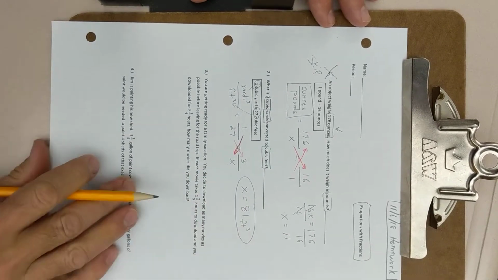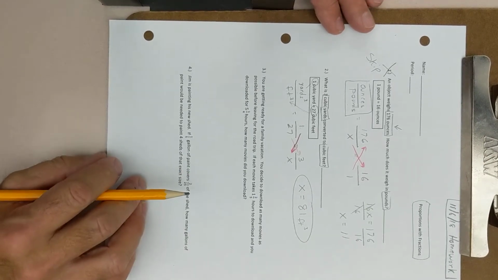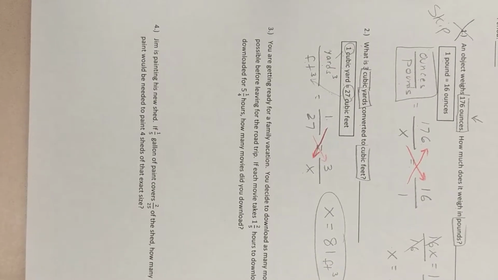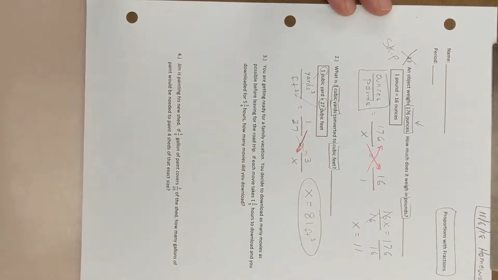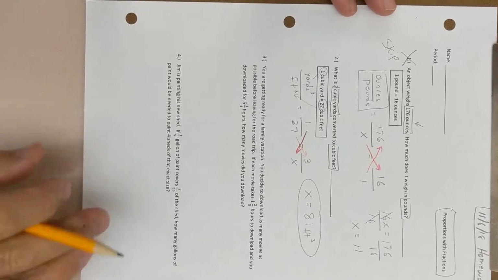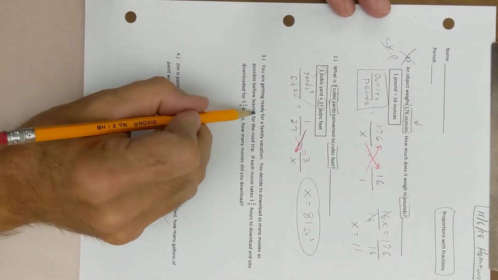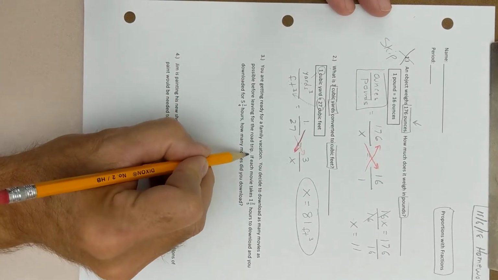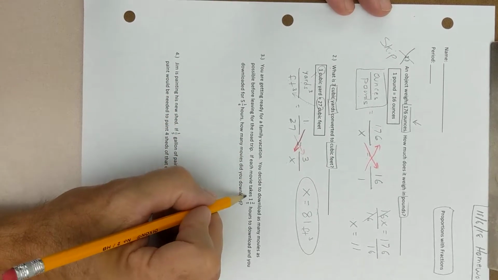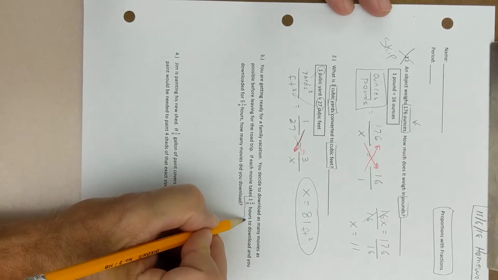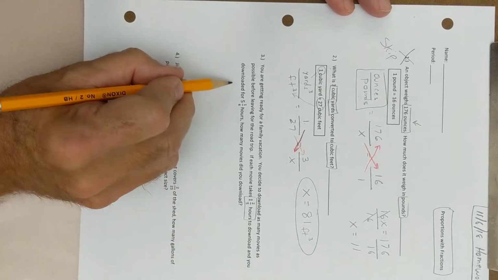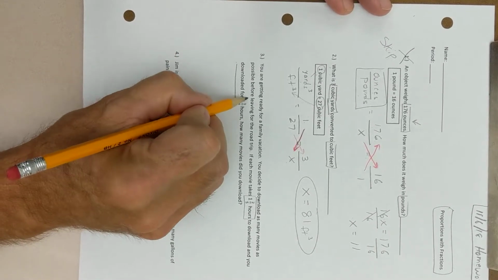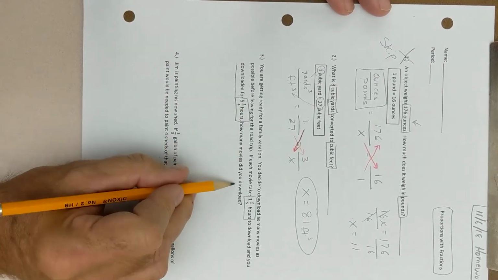There it is. Now let's get into the fractions that we covered today in class. Let's read the problem. You're getting ready for a family vacation. You decide to download as many movies as possible before leaving for the road trip. If each movie takes 1 2/5 hours to download, and you download for 5 1/4 hours, how many movies did you download?